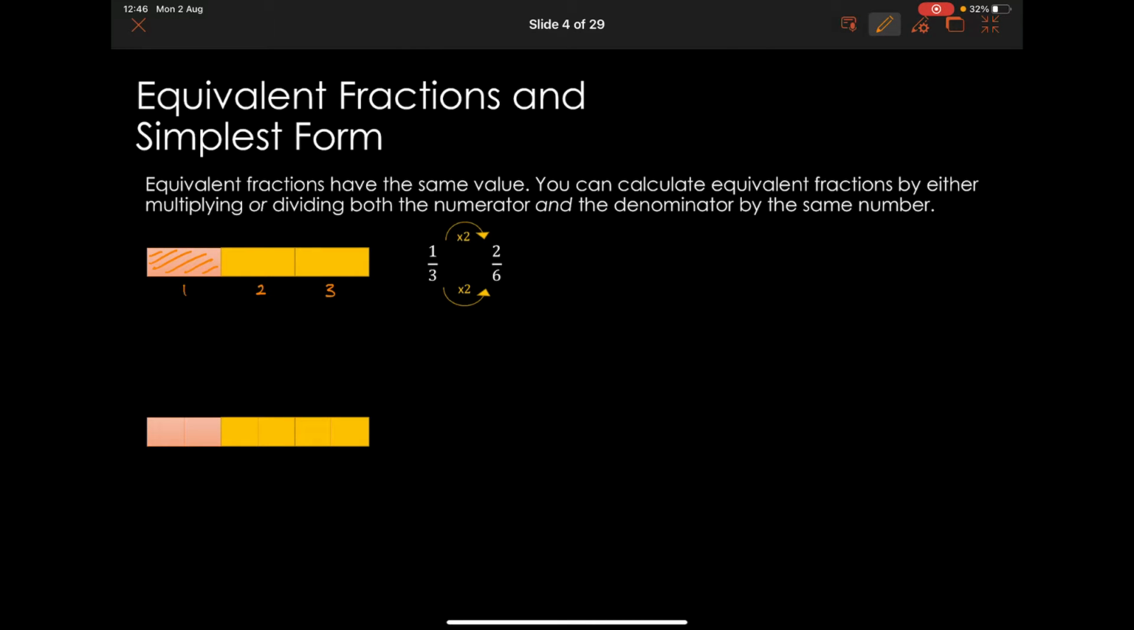Now here I've drawn the same diagram, but instead I've split the whole piece up into 6. And 2 of them are coloured in orange out of 6 pieces. In order to get an equivalent fraction for that one, instead of multiplying, I could divide by 2. And if I divided by 2, it would tell me it would be a third. So they're the same. As you can see, they're the same size drawing. They've just been split up into more pieces, more equal pieces.